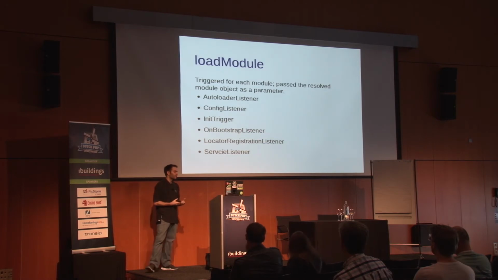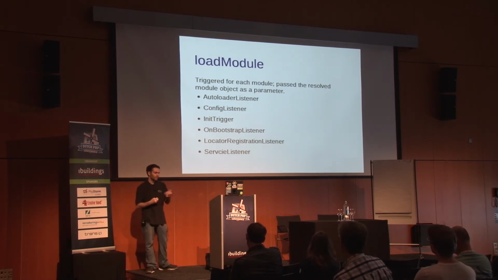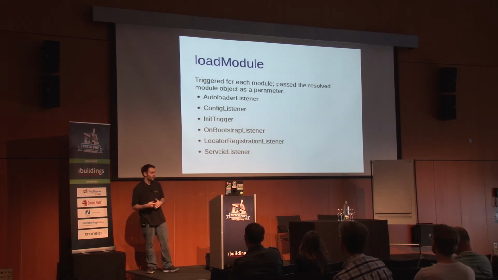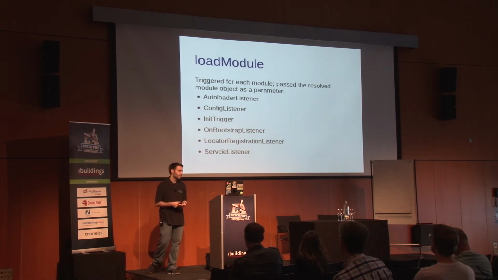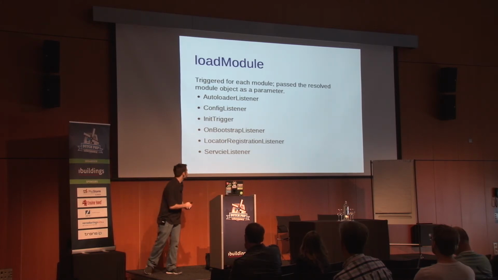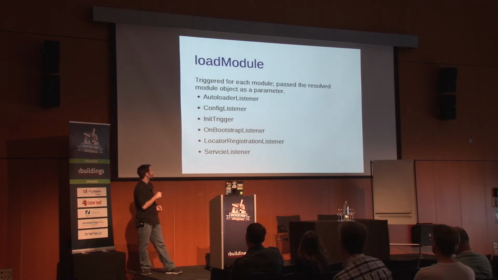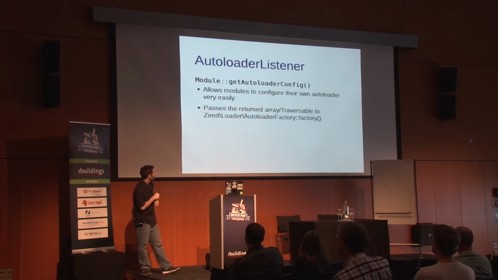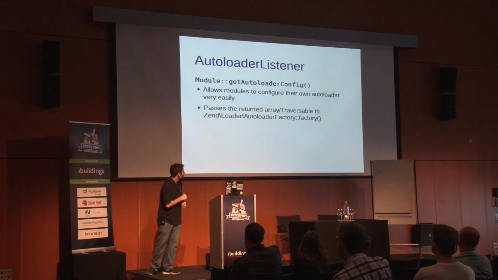So then we have the load module event. This happens after it's been resolved to an actual object and we have the instance of your module class. And this has a bunch of listeners attached by default that do a bunch of things. Those different methods in the module class that I was talking about, the get view helper config, and some other ones. It's these listeners that are looking to see if your module class has those methods. So the load module event is fired and it starts going through each of these listeners, triggered for each module. The AutoloaderListener is looking for a getAutoloaderConfig method.